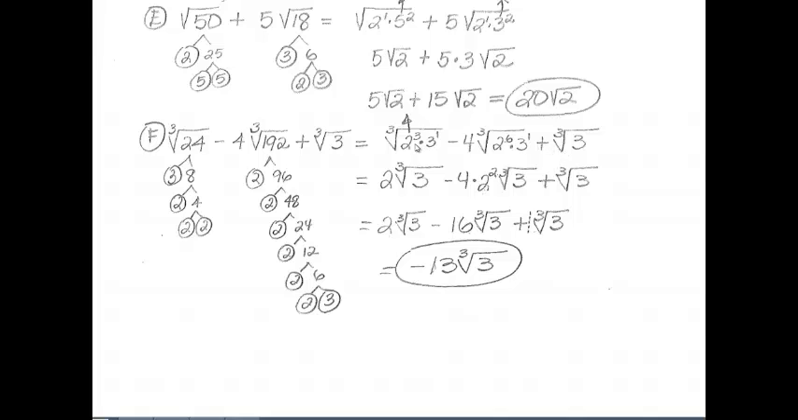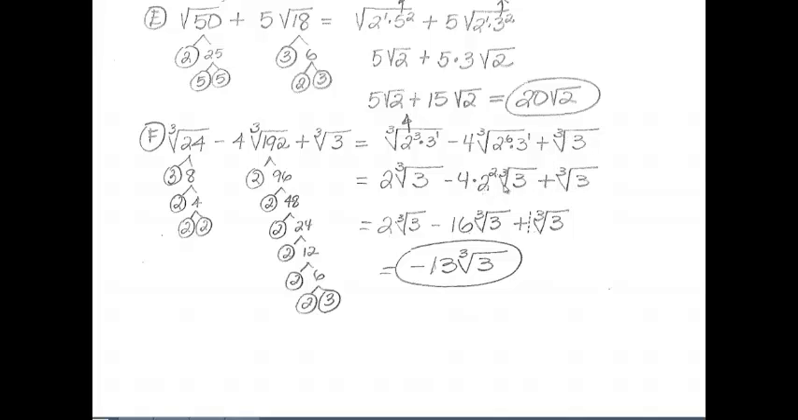And for the first one, 2 to the third can come out, so it comes out as 2, and the 3 stays inside. On the second one, I have 2 to the 6 times 3 to the first, so 2 to the 6 can come out. 6 divided by 3 is 2 to the second. The 3 stayed inside. And this one, there's nothing really that I can do, just write it down.